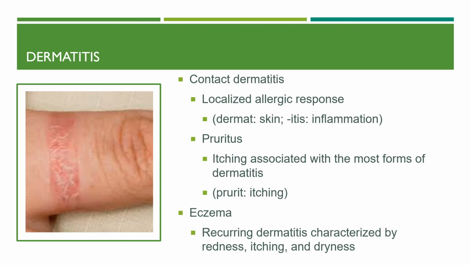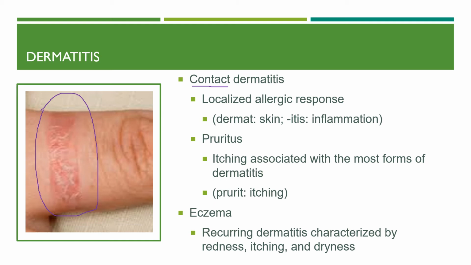Dermatitis. Dermat, skin, itis, inflammation. It's an inflammation of the skin. I'm going to give you two examples on here of dermatitises. One is contact dermatitis, and it's just what it sounds like. Contact. You come in contact with something and the skin gets inflamed. For example, in this picture, this person obviously had a ring on that caused a contact dermatitis.